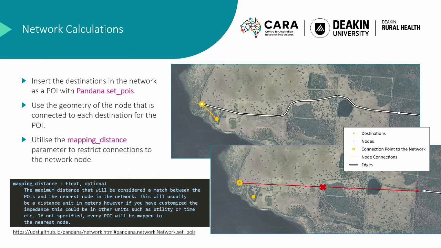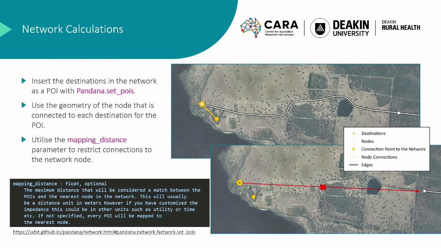So once our object's instantiated within Pandana, we are then starting to perform all of our calculations. So the first thing that we need to do is set the destinations within the network graph itself. And something we've done to maintain a lot more control over how these calculations occur is that instead of inserting the destinations just where they are in space, we're actually inserting them on top of the node that they have connected to.